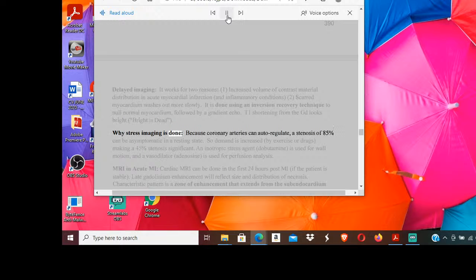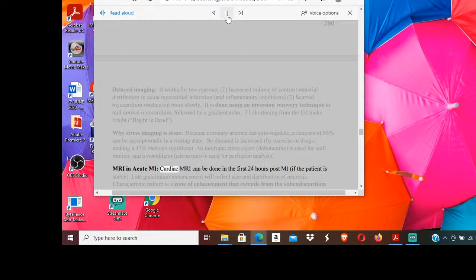Why is stress imaging done? Because coronary arteries can autoregulate. A stenosis of 85% can be asymptomatic in a resting state. So demand is increased, by exercise or drugs, making a 45% stenosis significant. An inotropic stress agent, dobutamine, is used for wall motion, and a vasodilator, adenosine, is used for perfusion analysis.